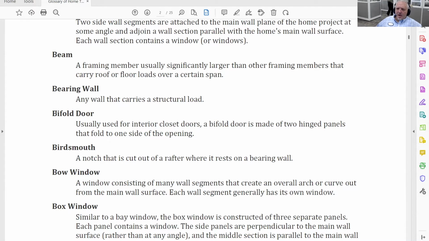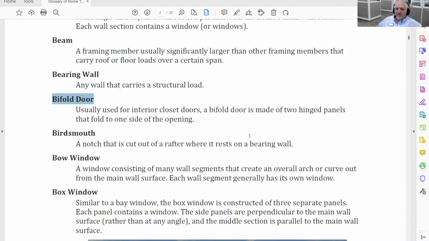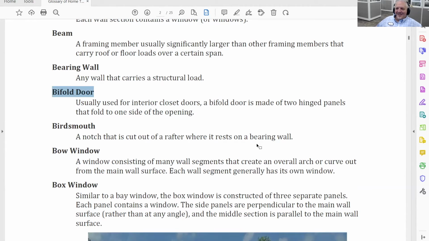Okay. Bifold doors. Usually those are interior closet doors, two hinged panels that fold to one side of the opening. Anybody else have a love-hate relationship with bifold doors in homes? I'm the same way. How many laundry rooms in an upstairs hallway have you seen with bifold doors that are falling apart or broken? Yeah, I'm right there with you.